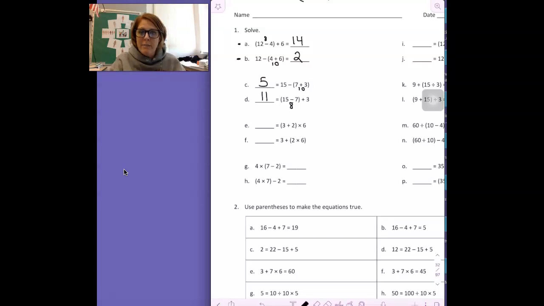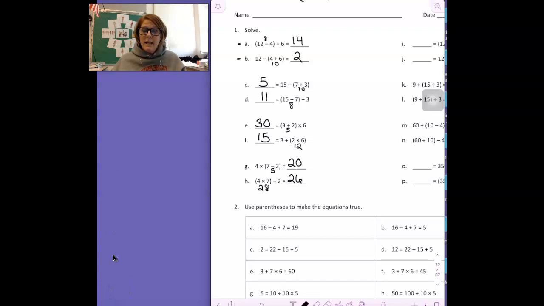Let's look at E and F. 3 plus 2 is in parentheses, so we're going to simplify that first. 5 times 6 equals 30. Letter F, 2 times 6 is in parentheses, so we're going to simplify that. 3 plus 12, or I like to think the bigger number first, 12 plus 3 equals 15. Go ahead and see if you can do letter G and H on your own, and then come on back to find out how you did.